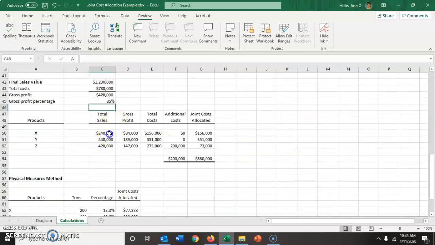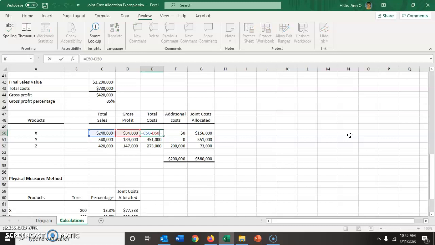So what we're going to do for this one is we'll take X, Y, and Z, the total sales, and then we'll determine what gross profit for each would yield a 35% gross profit percentage. And then, remembering that sales minus cost is gross profit, then sales minus gross profit is cost, we'll back into the cost saying, okay, if we want X to yield a gross profit of $84,000, then it will need to be allocated total costs of $156,000.